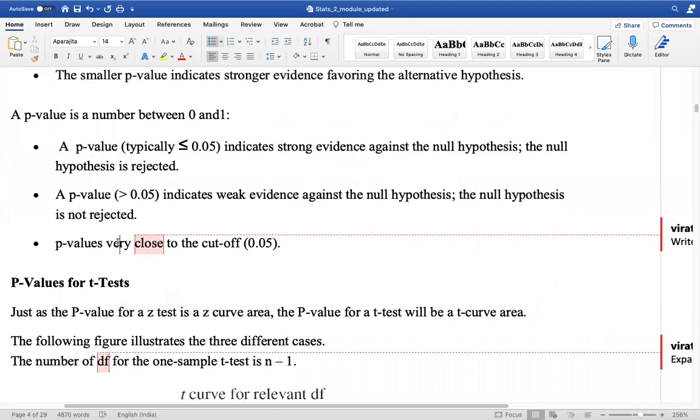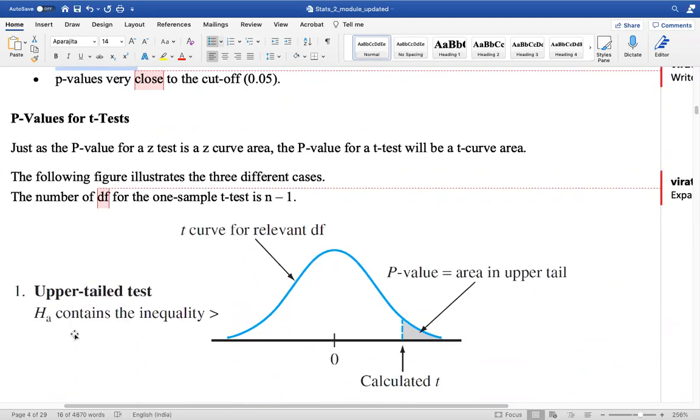If in case, the p-value is a cutoff value. If it is less than or equal to 0.05, that means we are going to be rejecting the null hypothesis, okay? If it is more than 0.05, then we should go for accepting the null hypothesis, okay? So this is the p-value for the t-test. How can we calculate the p-value in the t-test?